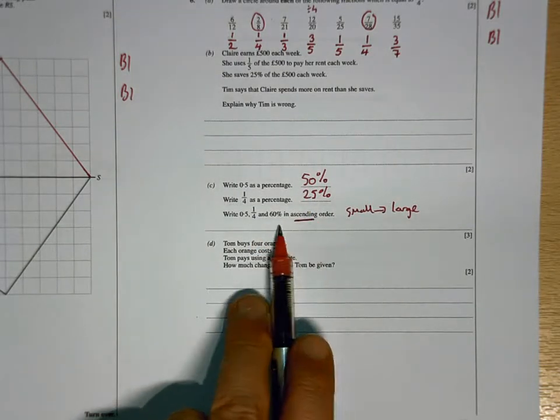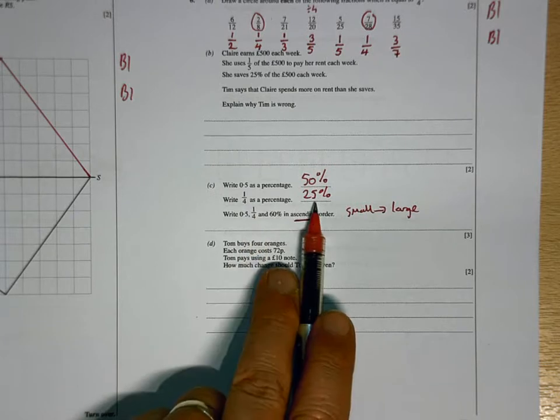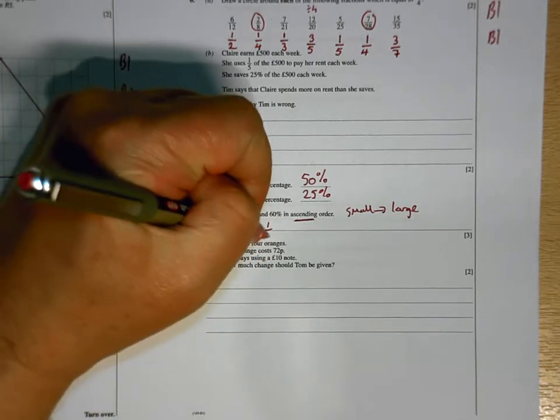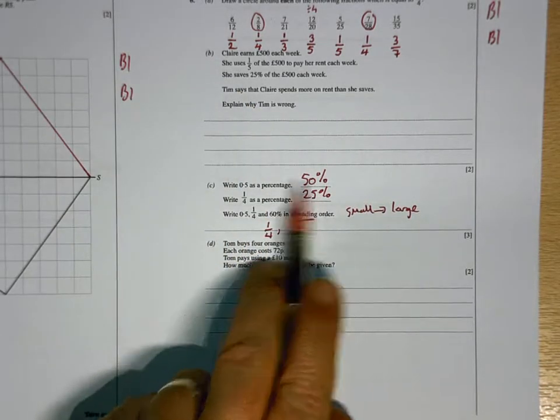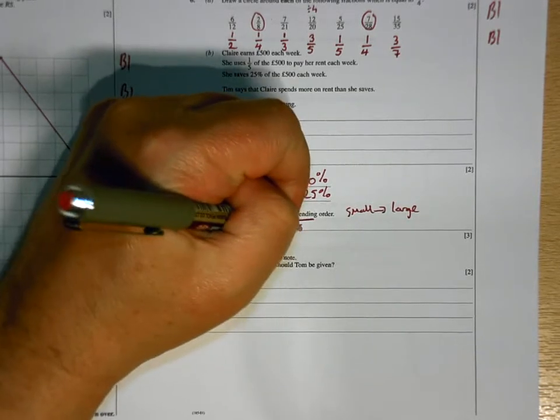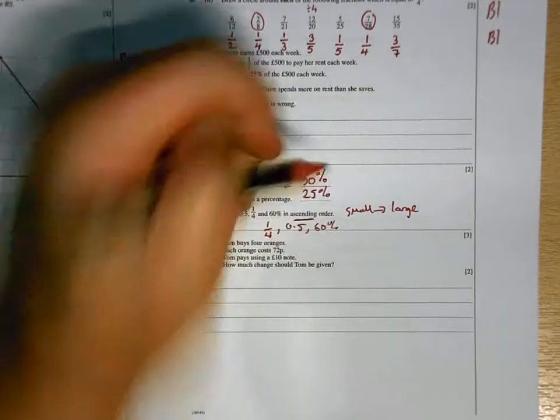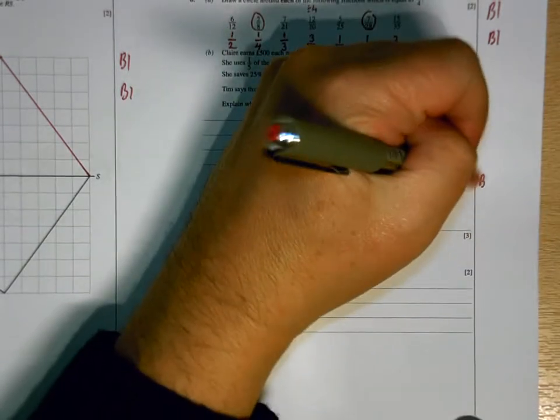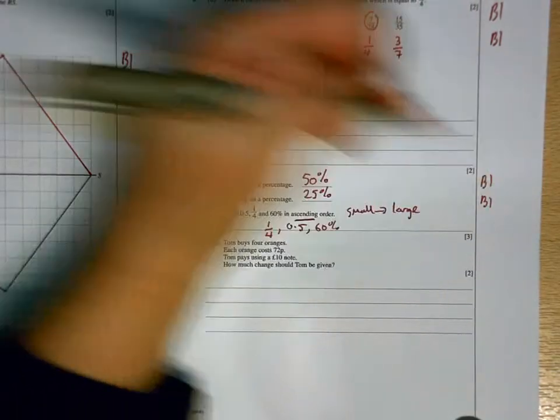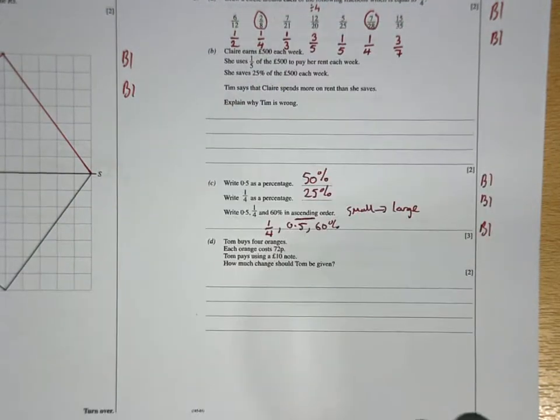So the smallest is a quarter, because that's 25%. Then comes the 50%, which is 0.5. Then comes 60%. So you get 1 mark for the 50%, 1 for the 25%, 1 for putting them in the right order.